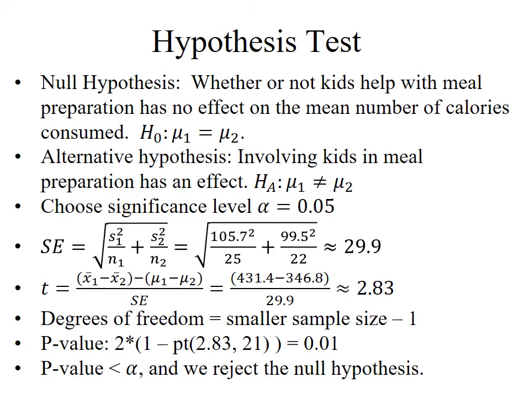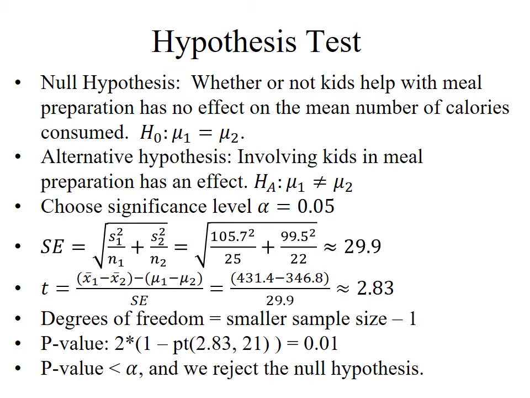What do we do for degrees of freedom? We have two different sample sizes, one sample of 25, one sample of 22. In order to be cautious, we take the smaller sample size and then we subtract 1 from that to get our degrees of freedom. So in this case, degrees of freedom is 22 minus 1 equals 21. So for our p-value, again, this is a two-sided test because that alternative hypothesis just says mu1 doesn't equal mu2. So we have 2 times quantity 1 minus pt of 2.83, 21 degrees of freedom. Close the quantity, and that's a p-value of only 1%, 0.01.